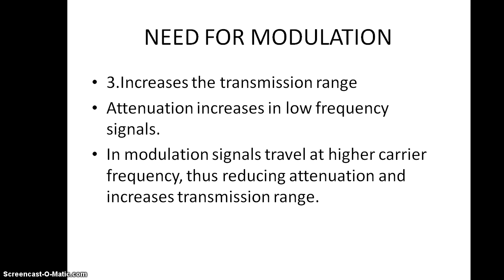Modulation also increases the transmission range. We know that the attenuation of a signal increases at low frequency. So if you want to decrease the attenuation, we have to go for high frequency signals. Any baseband signal, when modulated using a high frequency carrier, will result in a decrease in attenuation. Thus the attenuation is reduced, and since we are using a high frequency, we can increase the range of transmission.